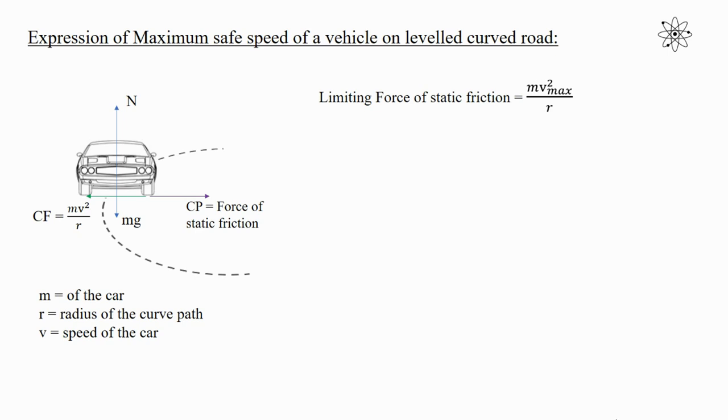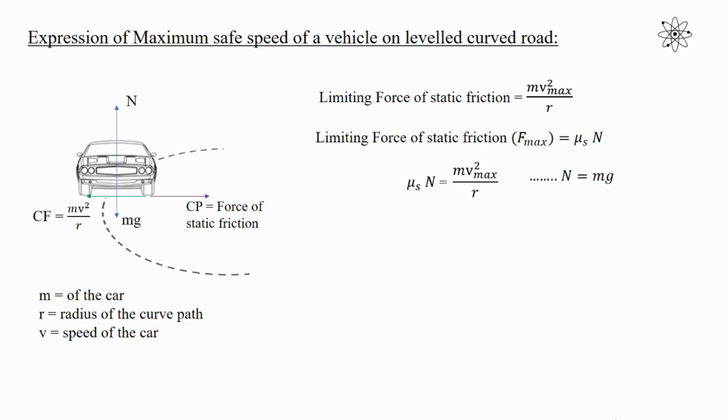Therefore, limiting force of static friction is equal to m into v square max upon r. But we know student, the formula for the limiting force of static friction is mu s into n. Let's substitute this value, mu s into n, in the above equation. We have mu s into n equal to m v square max upon r. We know student, in the given example, normal reaction balances the weight of the car. So let's substitute mg for the normal reaction. Mu s into mg is equal to m v square max upon r.